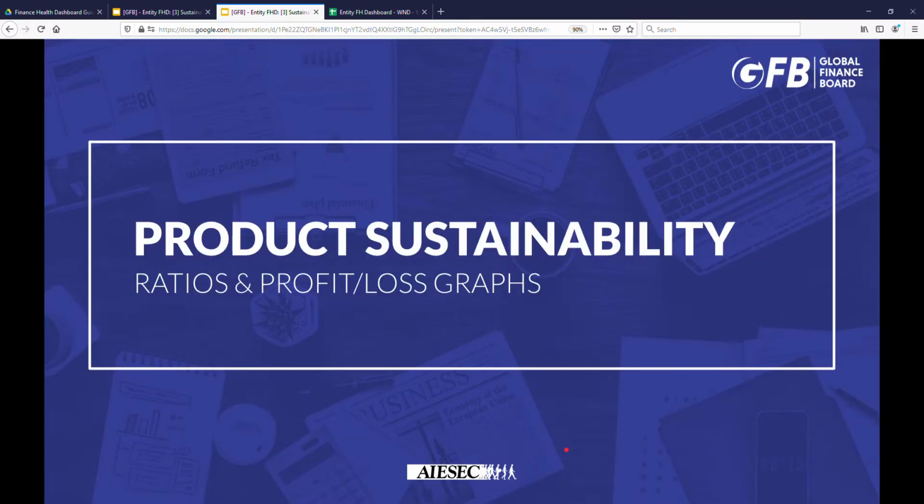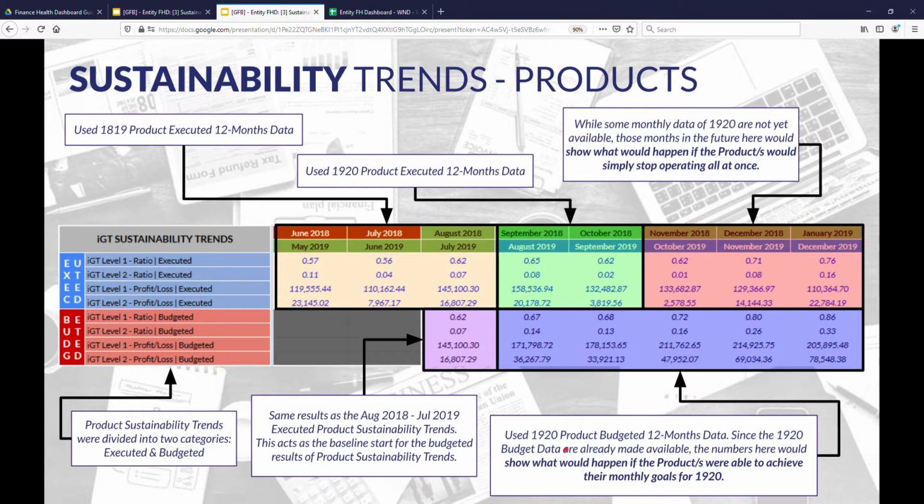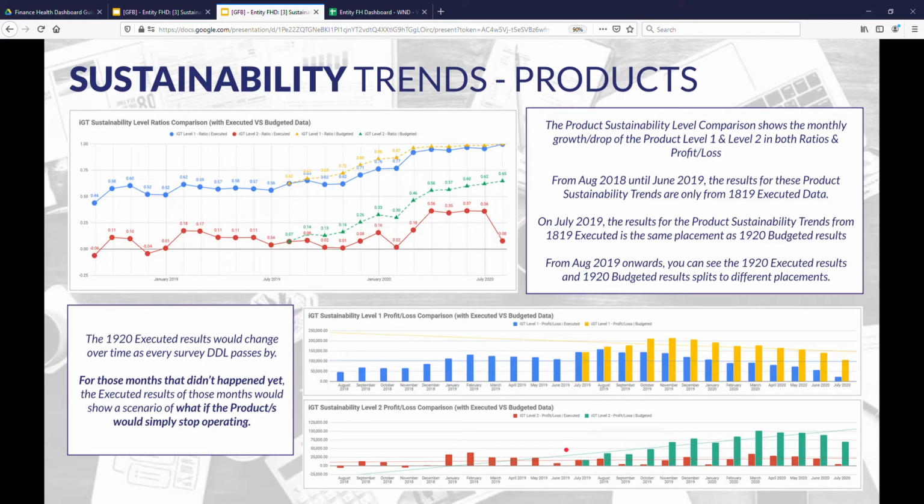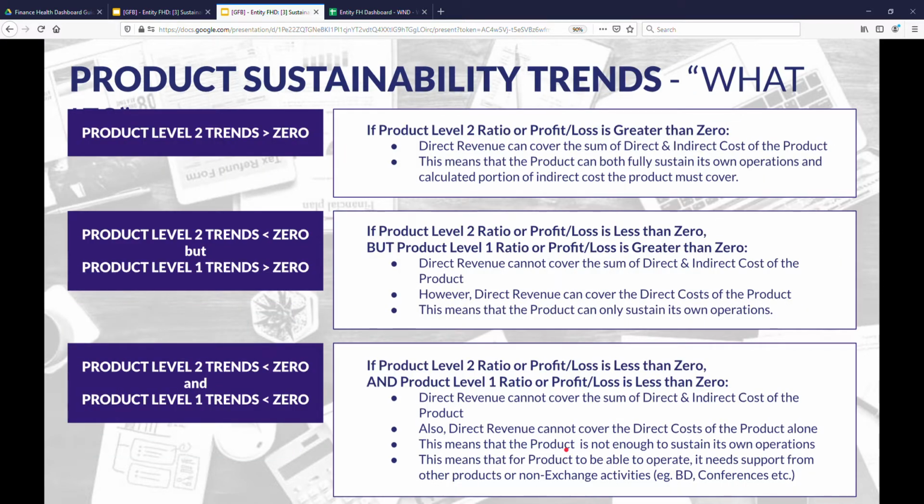Alright, product sustainability. So again, similar case as to the one that we have already been talking about. I'm not going to go through this one, but I'm going to focus more on the what ifs. So what if the product level 2 trends is bigger than 0? This means that product can fully sustain your operations and get a calculated portion of indirect cost. If level 2 is below 0 but level 1 is bigger than 0, then this means direct revenue can cover direct cost of the product, meaning it can only sustain its own operations, which is still good.